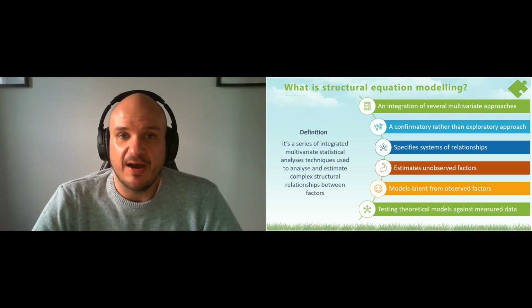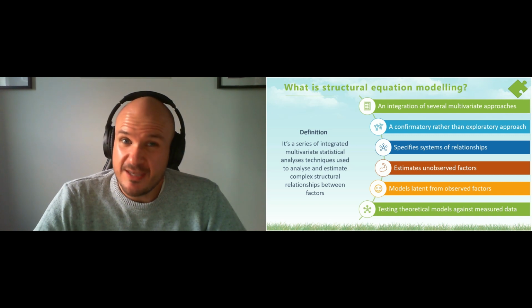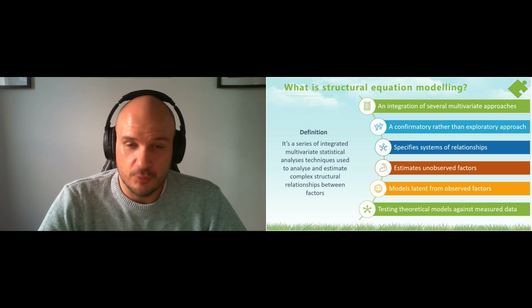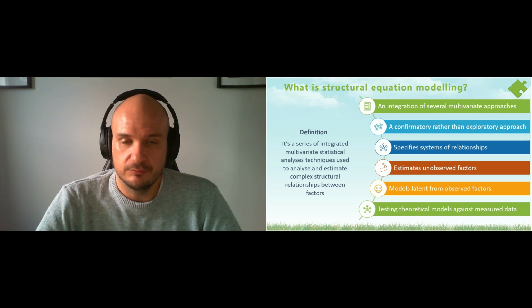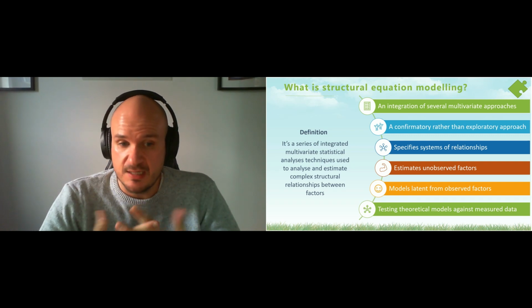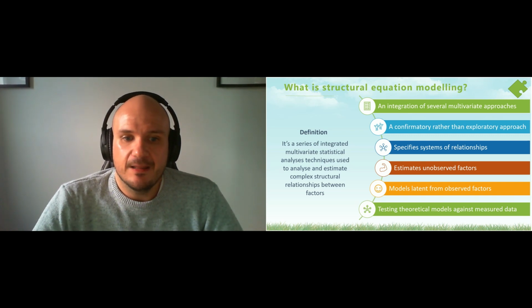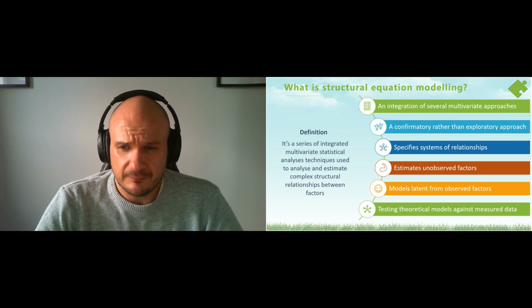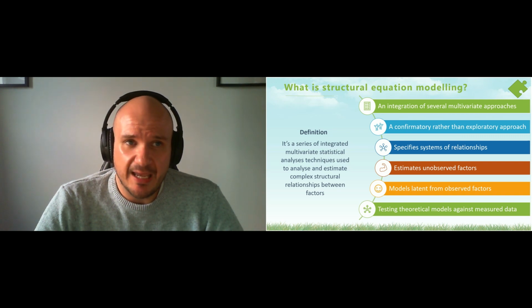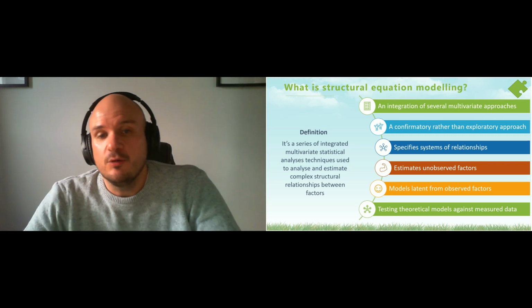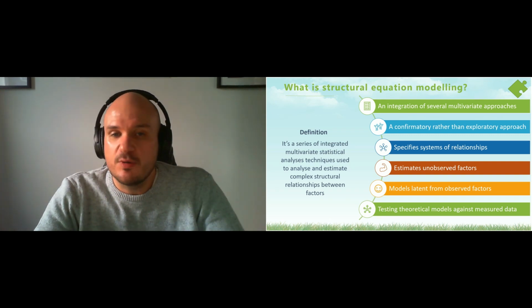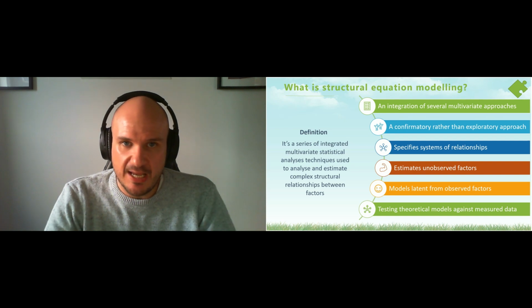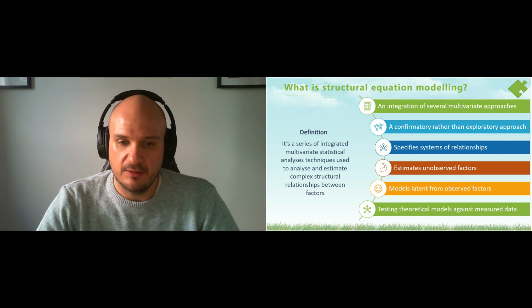We have an idea of how these things work, and we're testing theory against our data. We don't let our data dictate to us what it thinks is the best. Structured equation modeling also helps us. It specifies systems of relationships, right? So it's not just a relationship between A and B and A and C. It's a relationship between A and B with C, and B and C with A. So it's combinations of relationships rather than a specific relationship at a time.